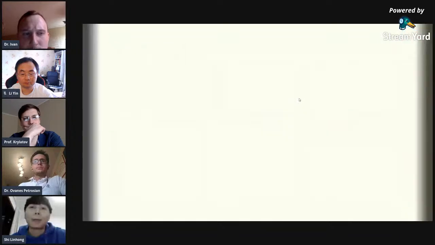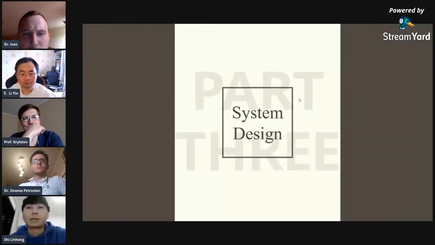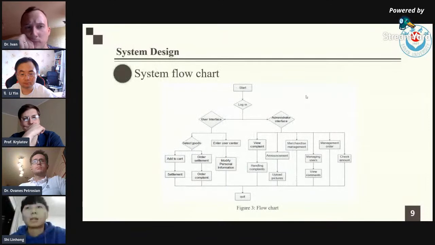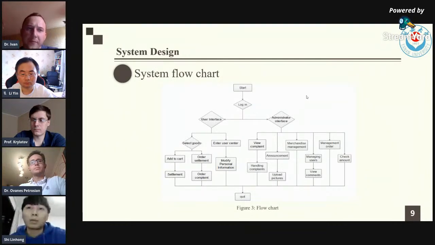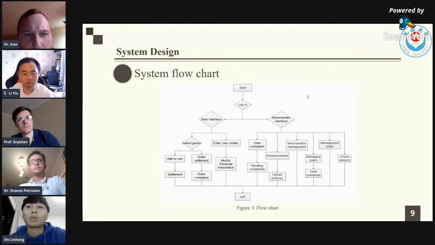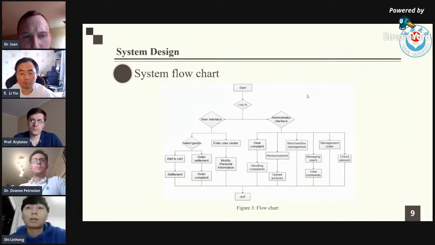The third part is system design. This is the flow chart of the system. Because the system uses the BS structure, my initial design idea is divided into goods information module, shopping cart module, user center module, and the picture management module in the user interface of the system. And the administrator interface of the system is divided into picture management module, goods management module, order management module, and users management module.